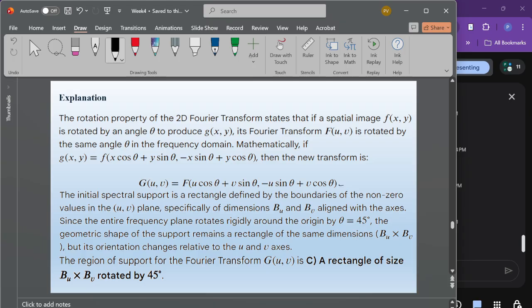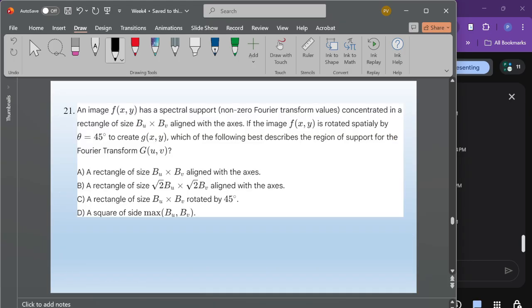Since the entire frequency plane is rotated around the origin by 45 degrees, the geometric shape of the support remains a rectangle with the same dimensions, but the orientation changes relative to the u and v axes. So the region of support of the Fourier transform G(u, v) is a rectangle of size Vu times Vv rotated by an angle of 45 degrees. So option C is the correct answer: a rectangle of size Vu and Vv rotated by an angle of 45 degrees.